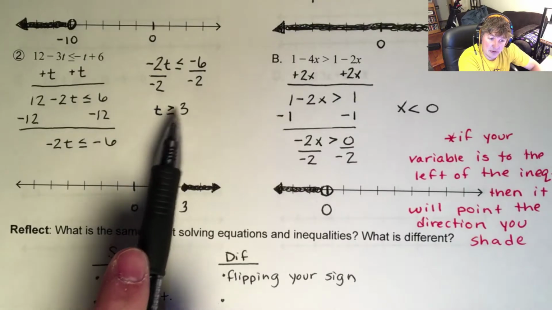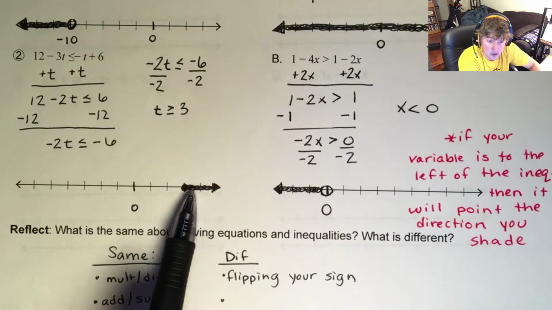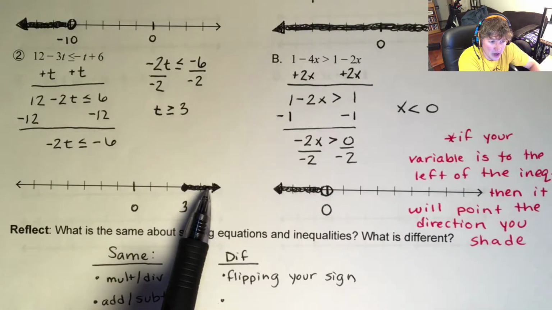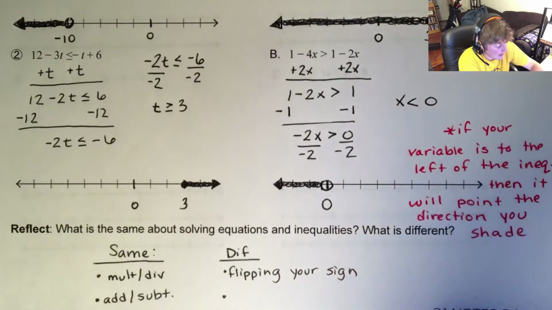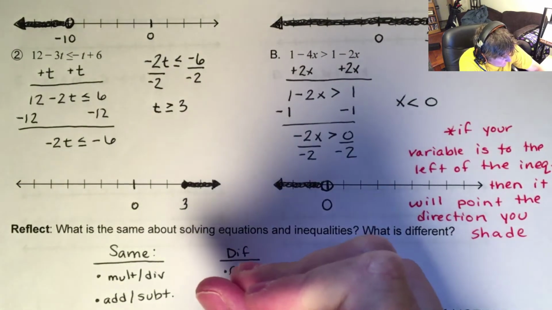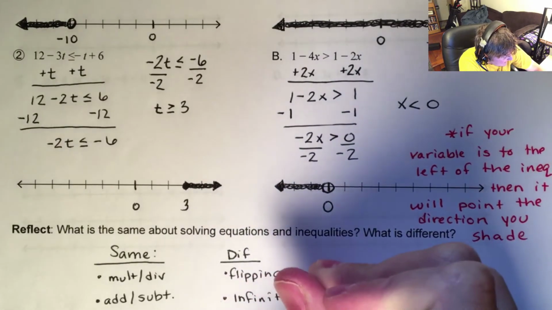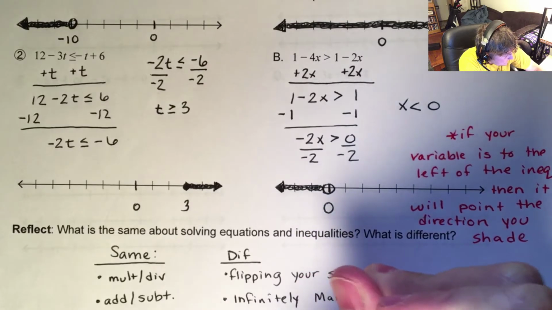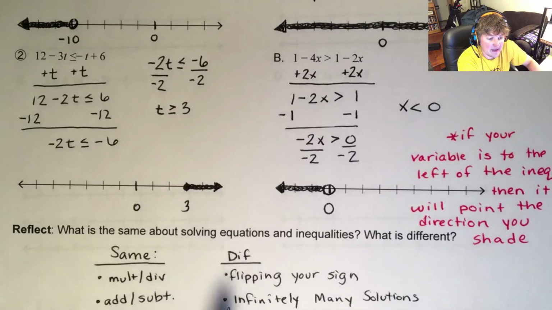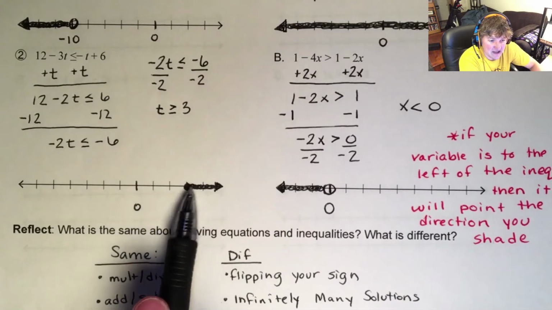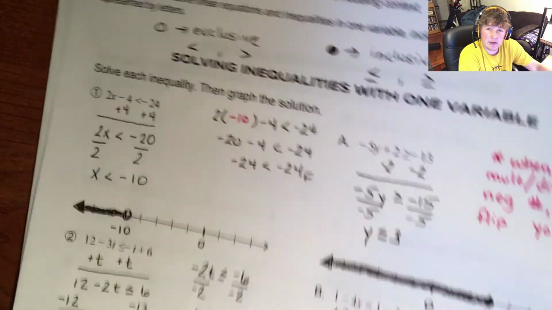I get t is greater than 3, so I know I only have like one number here, but t can be 3, it can be 4, it can be 3.5, it can be 4.1, it can be 87. Okay, so really how many solutions am I getting? I'm getting infinitely many solutions. It's just that in that set of infinitely many solutions, I can define specifically what numbers those are. Okay, so that's one thing to think about.